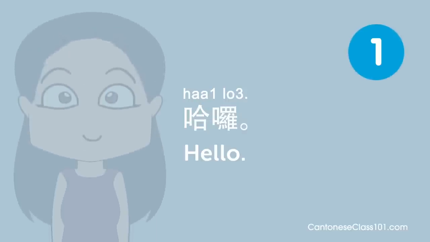So of course you can say in English like hello, or with the Cantonese accent, hello. So let's start with the word list. Hello. The first word is hello. So it's hello, but with a Cantonese accent. It came from the English hello, of course.